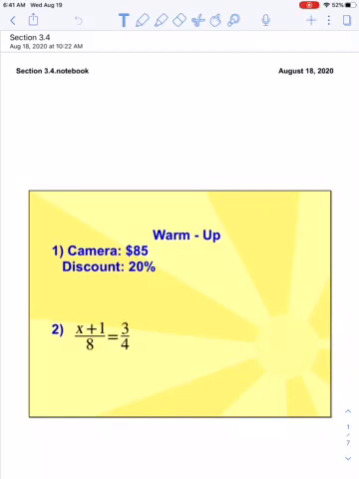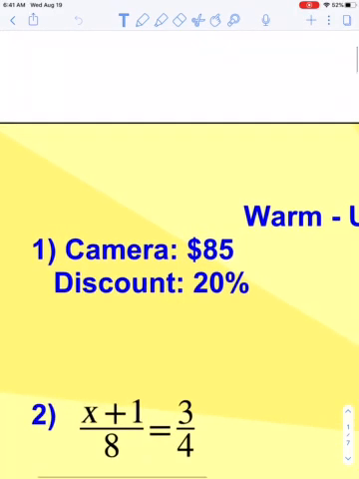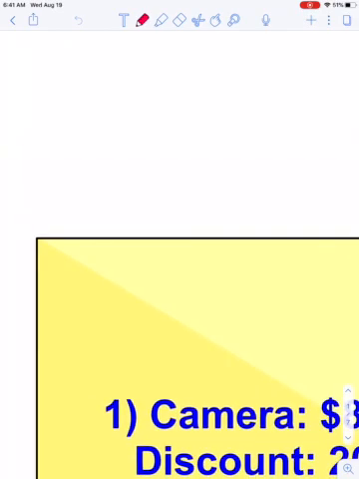Hi guys! We are going to start today with a warm-up just based on one that we did yesterday and one from a few days ago. So the first one is just a discount. So if you remember, whether we're doing tax or discount, you take the price.